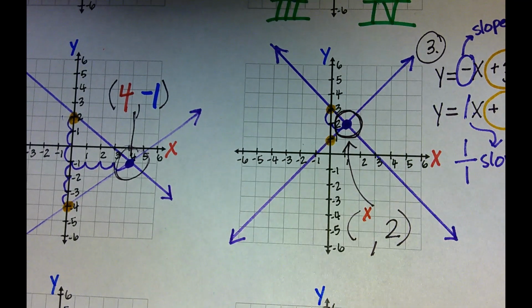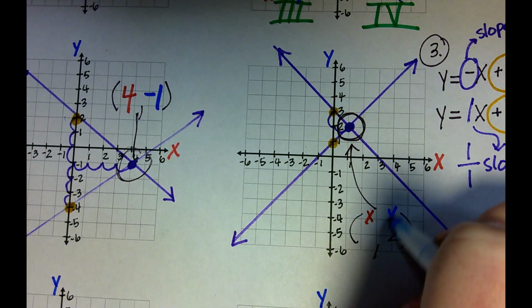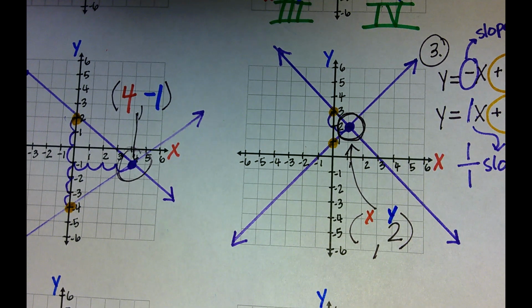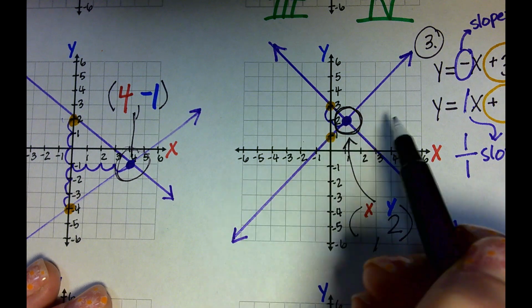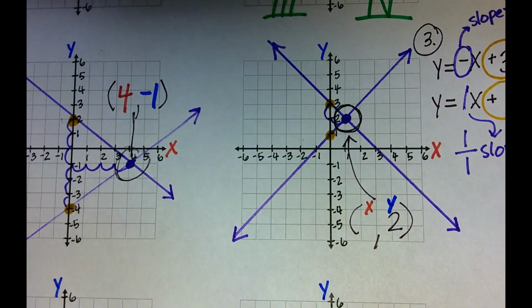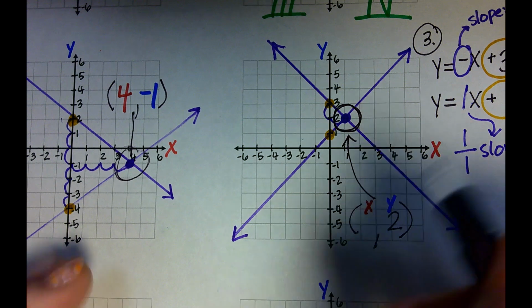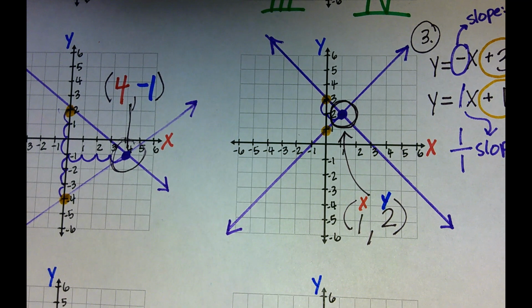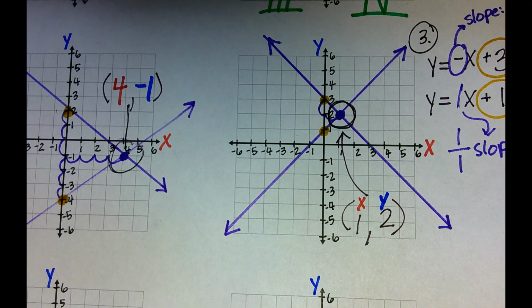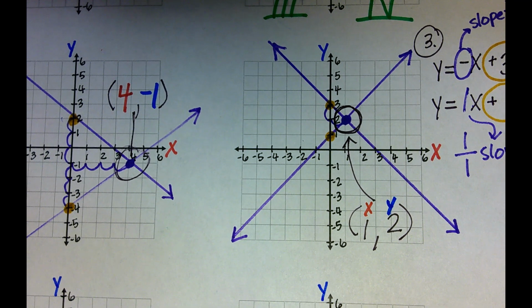So we have x and y. I always like to think of the y as, the y tells us how high. The y gives us our height. So we are up to 2 on the y-axis. And then how far over are we on the x? 1. So our intersection would be 1, 2. Okay, does anybody have questions about how we got this? Did anybody get something different? That's really good. Good, good, good.